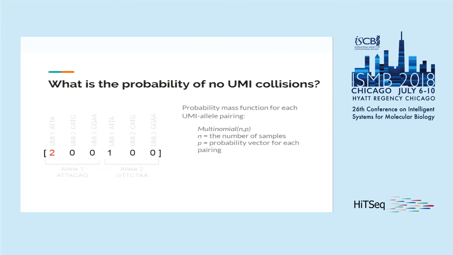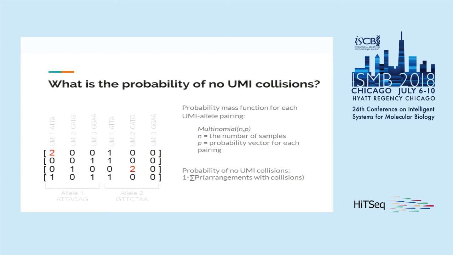So we can calculate the probability of each individual UMI allele pairing using a multinomial. Imagine a situation in which you have two urns, one full of UMIs and one full of alleles, and you randomly pick out a UMI and an allele. That's the probability of this particular configuration. And then we can compute this probability across all configurations. This little line in my slide is, of course, the hardest part mathematically: determining which arrangements have no collisions. If you're interested in that, you can look at our paper, but it's a pretty interesting problem. Basically, the probability of no UMI collisions is the sum over these arrangements with no collisions.